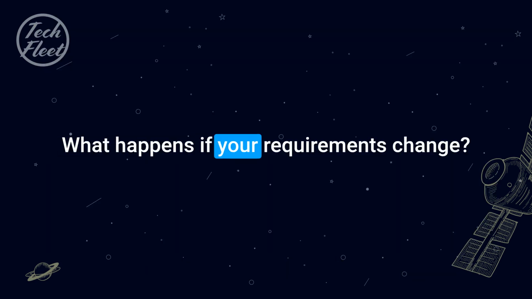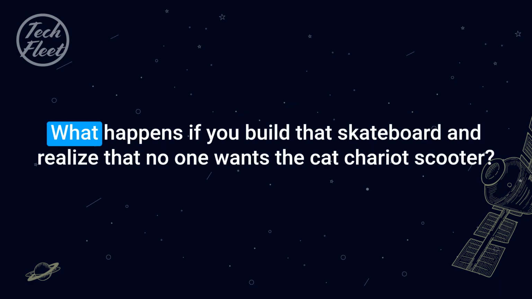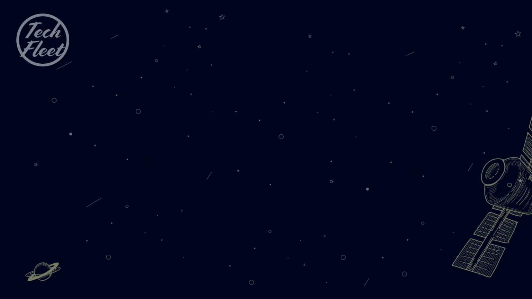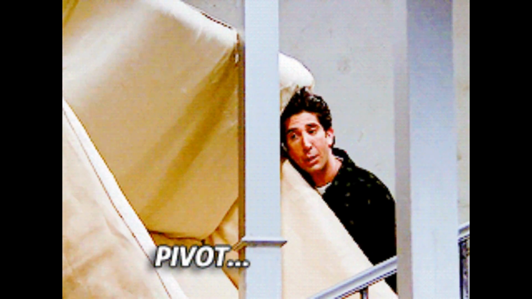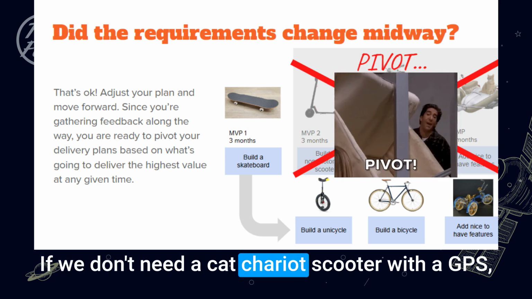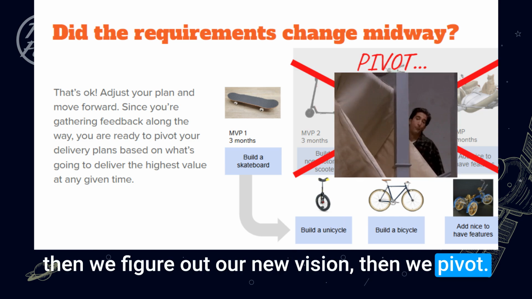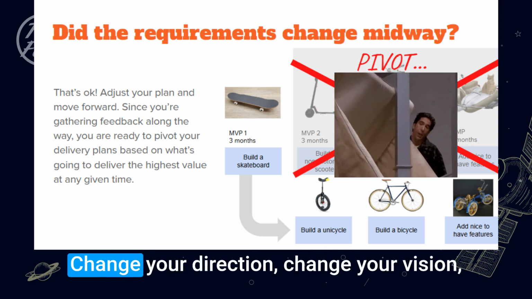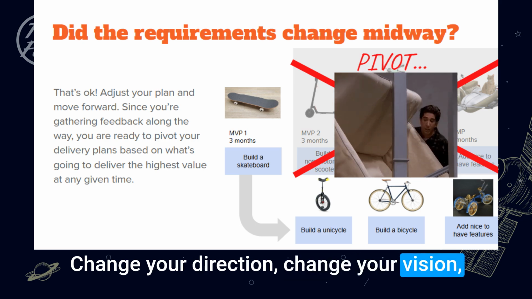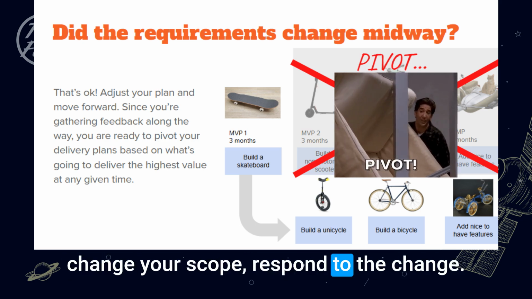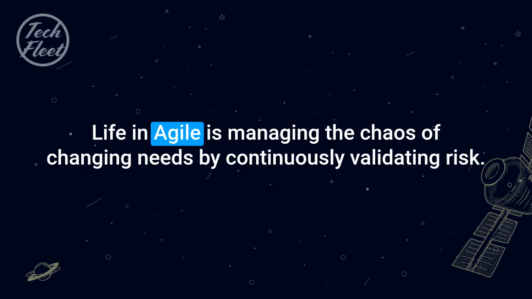What happens if your requirements change? What happens if you build that skateboard and realize that no one wants the cat chariot scooter? The team pivots, they respond to change. If we don't need a cat chariot scooter with a GPS, then we figure out our new vision, then we pivot. That's cool. Change your direction, change your vision, change your scope, respond to the change. Life in Agile is managing the chaos of changing needs by continuously validating risk.